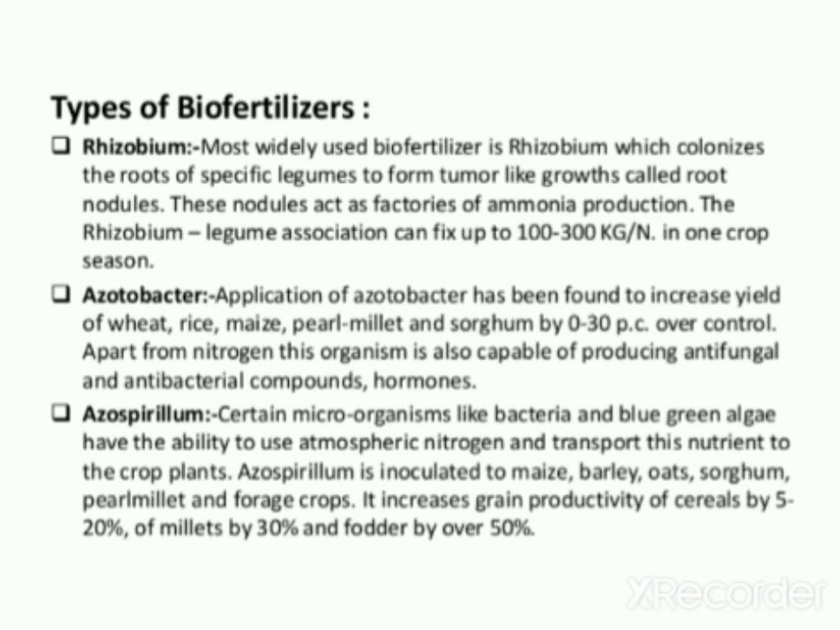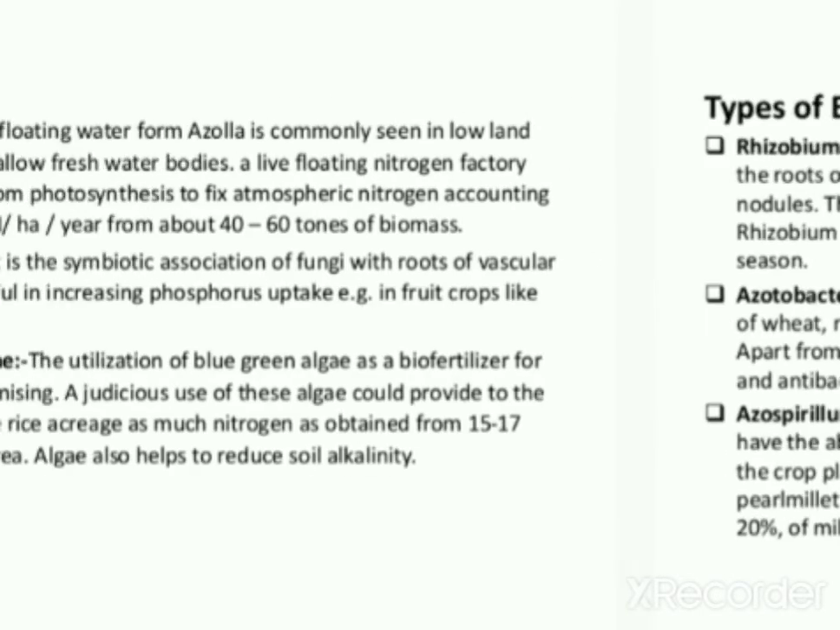Hormones. Azospirillum contains microorganisms like bacteria and blue-green algae that have the ability to use atmospheric nitrogen and transport this nutrient to the crop plants. Azospirillum is inoculated to maize, barley, oats, sorghum, pearl millet, and forage crops. It increases grain productivity of cereals by 5 to 20%, of millets by 30%, and fodder by over 50%.